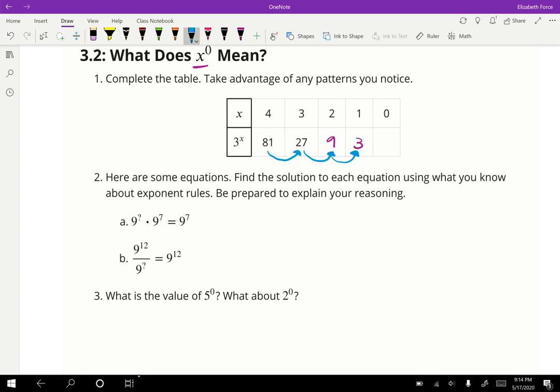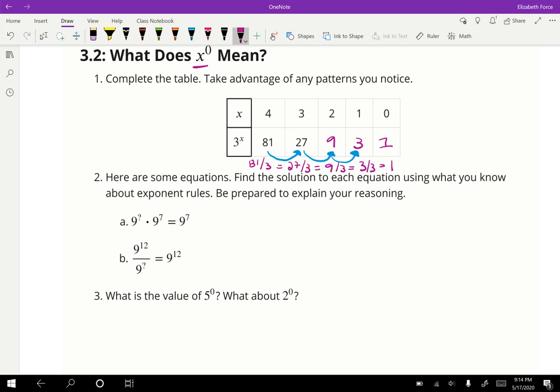So from 81 to 27, if you divide 81 by 3, you end up getting 27. And if you take 27 and divide it by 3, you get 9, because 9 times 3 is 27. And if you take 9 and divide it by 3, you get 3. So each output value, if you divide it by 3, gets you to the next output value. So when we get to this last part, if we take 3 and divide it by 3, we get 1.